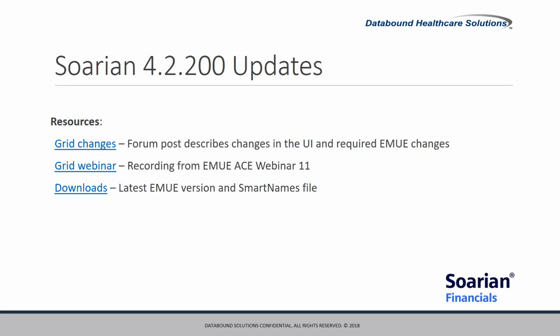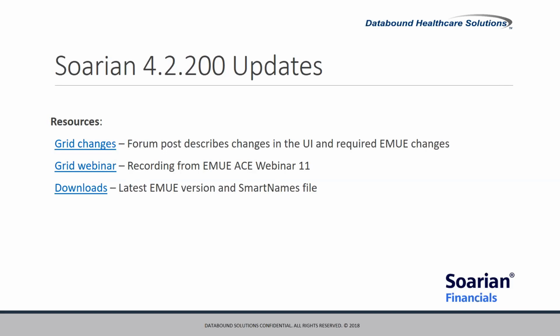If you have attended the previous webcast, we did a whole webinar on that particular change. So there are some resources already available to you for 4.2.200. The very first thing, there's a forum post out on our website that documents the changes that are required, the new commands. So there's some text documentation there, if you will. And then the second link there is a recording from the one that I just mentioned, where we talked about all the new commands and examples about how to use that in EMUE.